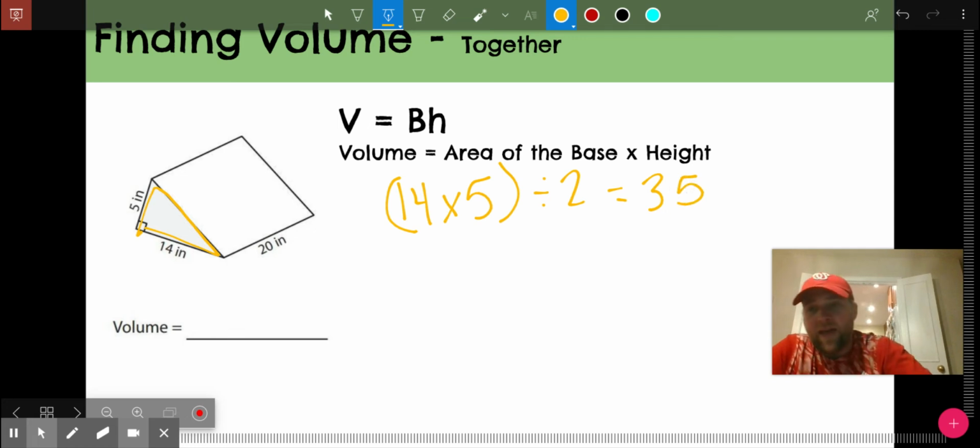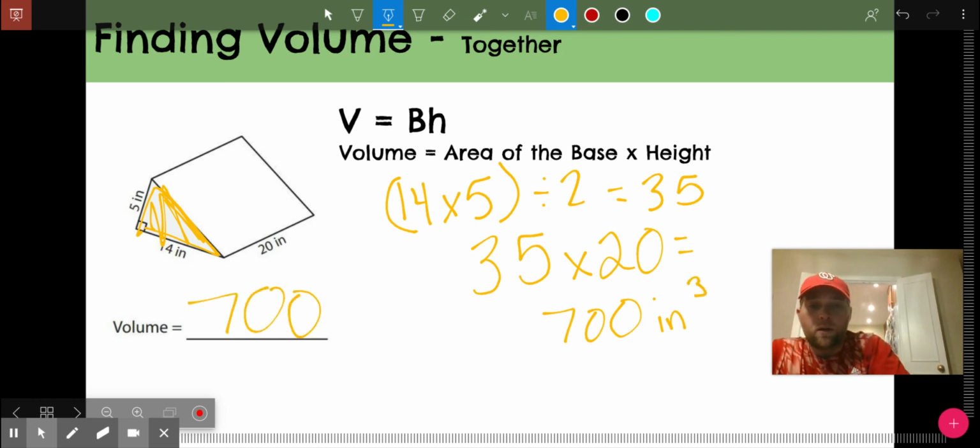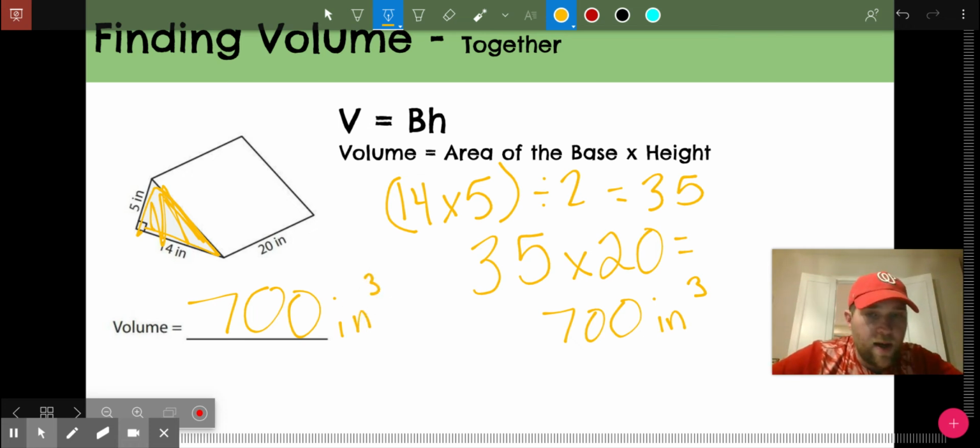So you now have the area of this triangular face, and we have to multiply it by our height. So 35 times 20 gives us a total of 700 inches cubed. Remember, with volume, you use your little 3, your exponent of 3. That stands for cubed because we have 3 measurements, okay?